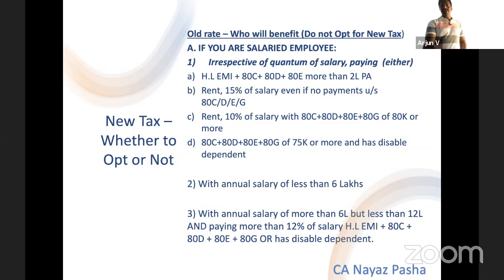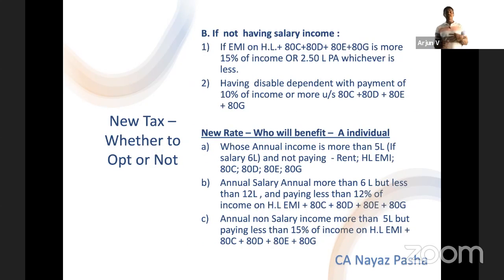What if you don't have salary income, or you're not an employee, you're carrying on a business, you have house property income, you have only interest income, you have capital gains, so you're not having any salary income at all. In that case, you have to somehow work out 15% of your annual income in specified savings or 2.5 lakh rupees, whichever is less. So if you're having income of 10 lakh rupees, keep aside 1.5 lakh rupees.